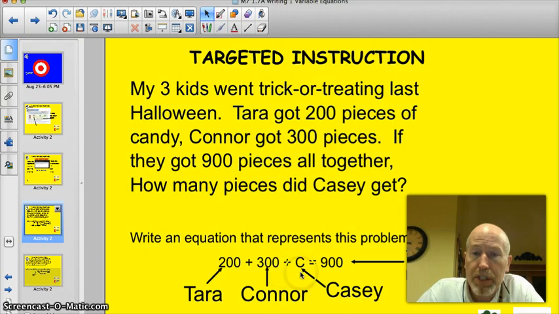All right, and that's a perfect equation for that. 200 plus 300 plus C equals that 900. Okay? We'll worry about solving it later. Just worrying about writing it.